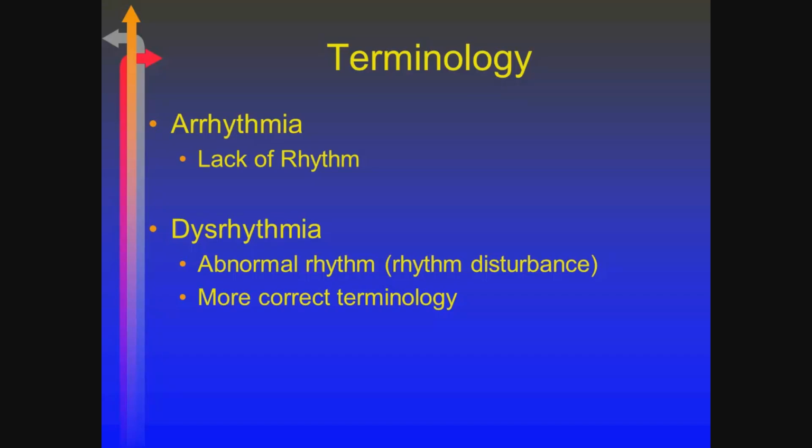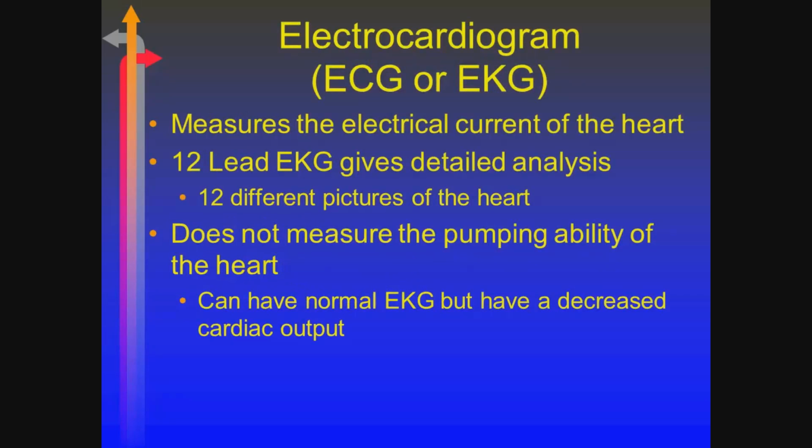To some extent it is, but you probably should use the correct term. The electrocardiogram, the EKG, is German, so the C in cardiogram would actually be a K. It measures the electrical current of the heart. We know that it gives 12 different pictures of the heart.